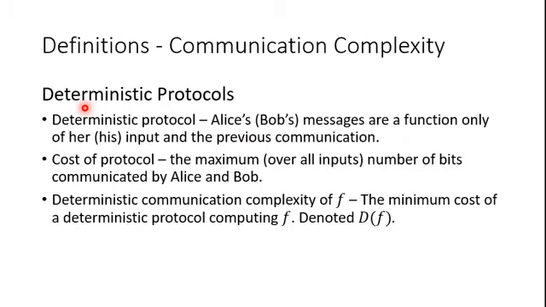So now that we know what a protocol is, we have deterministic protocols. A deterministic protocol is defined as such. Each party's messages are simply a function of their own input that they received. So for example, for Alice, it's going to be X and the previous communication between the parties, between Alice and Bob. The cost of a protocol is the maximum over all inputs of the maximum number of bits communicated by Alice and Bob. And the deterministic communication complexity of f is defined to be the minimum cost of a deterministic protocol computing f, and we will denote it as D(f).